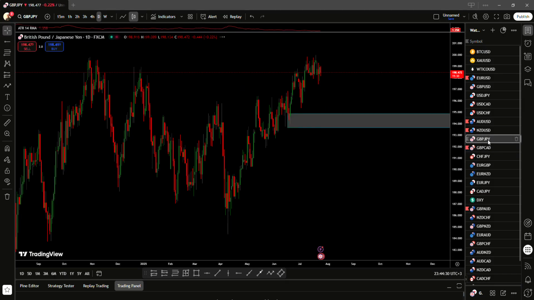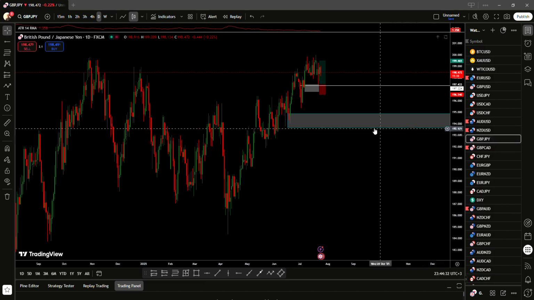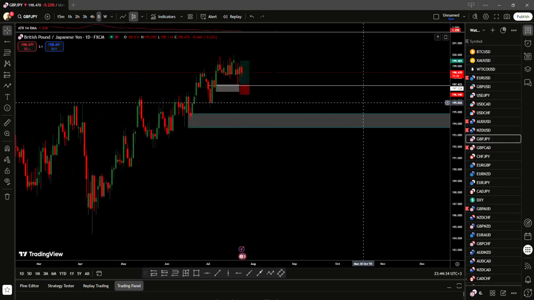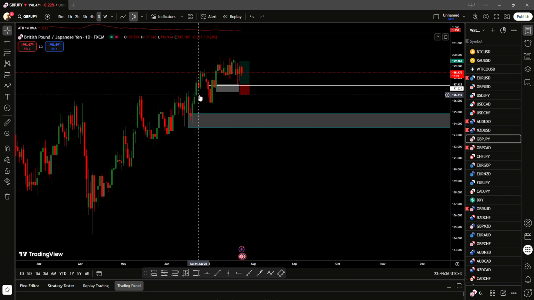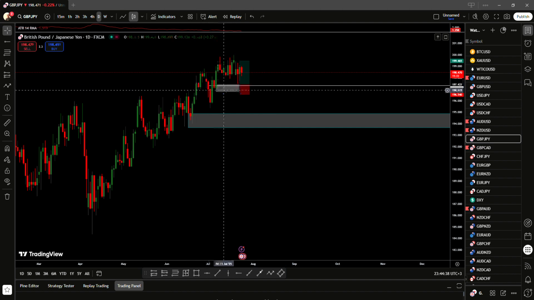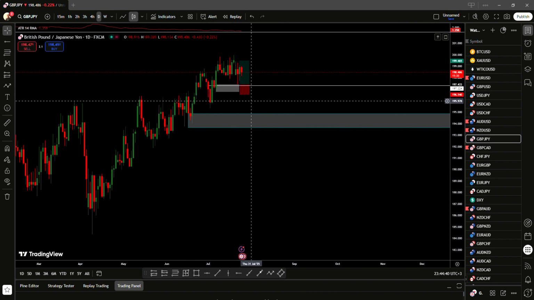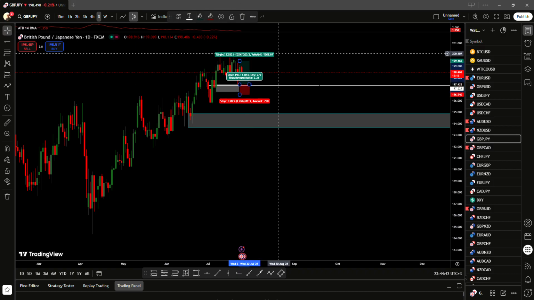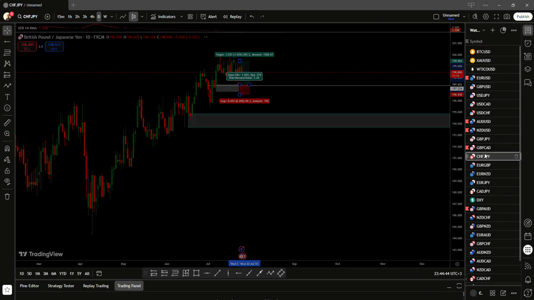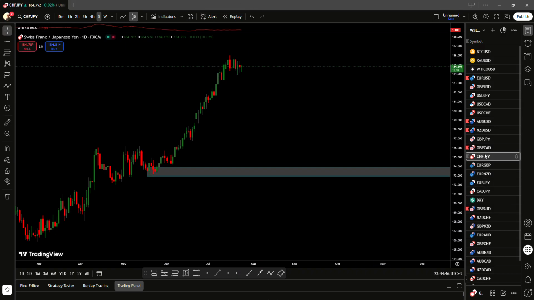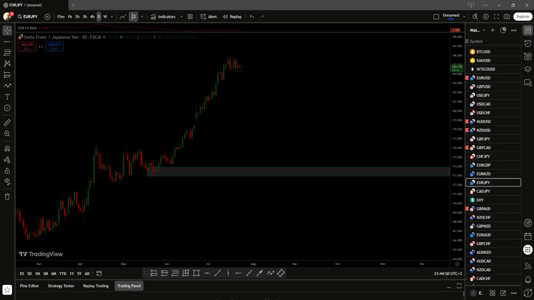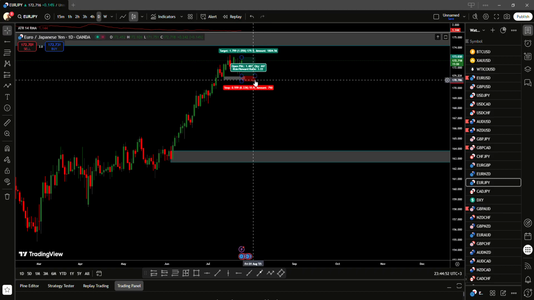GBP/JPY. I think it was GBP/JPY. This one. Let me try GBP/JPY and see. Yeah, I think it was. No, it was USD/JPY. Yeah, it was USD/JPY.